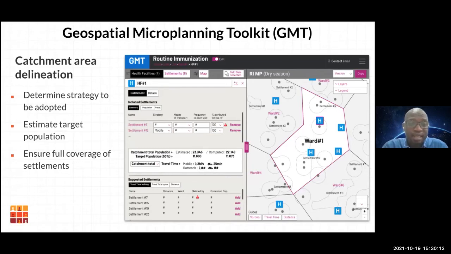It also presents an opportunity through which the health workers will print these maps in order to add them into their microplans, and to ensure that it improves equity as well as coverage, so that no child is left behind. Thank you, and over.